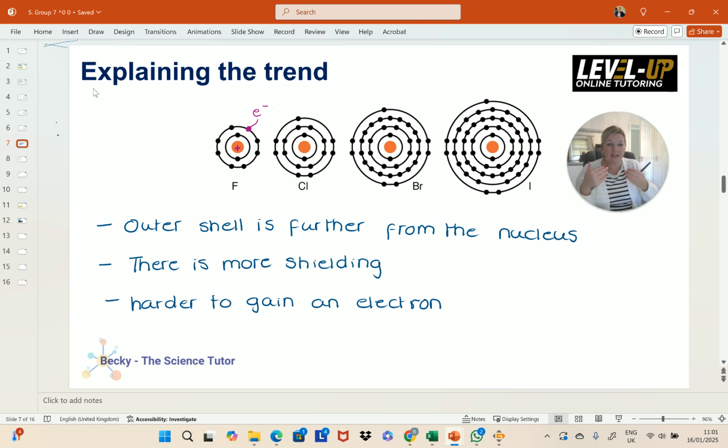And just like that pattern in group 1, it's exactly the same. If you get asked why is bromine less reactive than chlorine, because its outer shell is further from the nucleus, there is more shielding, and so it's harder to gain an electron. Okay. Why is iodine the least reactive? Its outer shell is the furthest from the nucleus, it has the most shielding, and therefore it's hardest to gain the electron. Okay, so once you lock that in, it's the same repeating pattern in that answer.